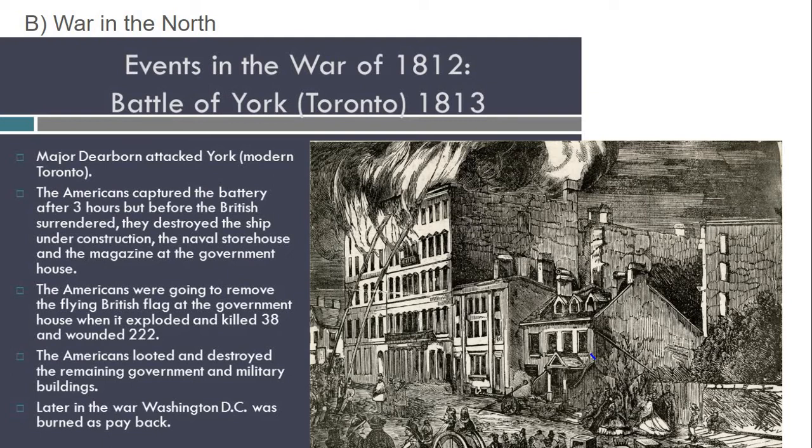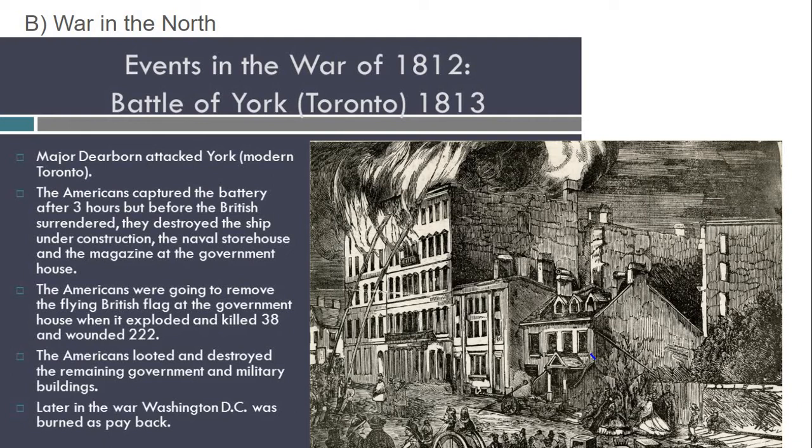Early on, we are able to successfully invade Canada. We take the capital of Canada, what is today Toronto, but what was then called York, and we accidentally burn it to the ground, or intentionally burn it to the ground, depending on who you talk to. We definitely intentionally looted the city, and then it caught fire, and capital of Canada gone.